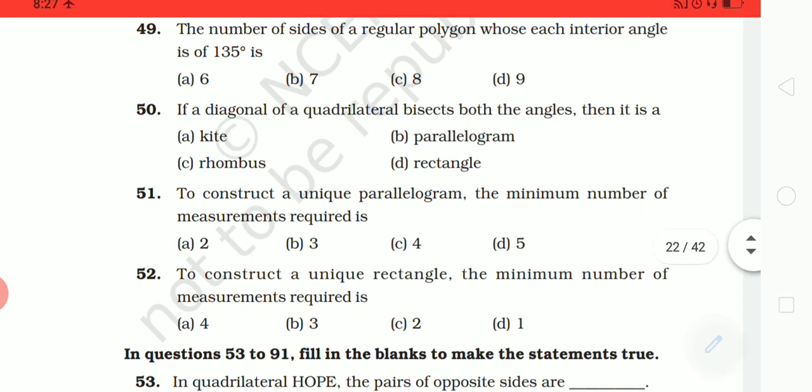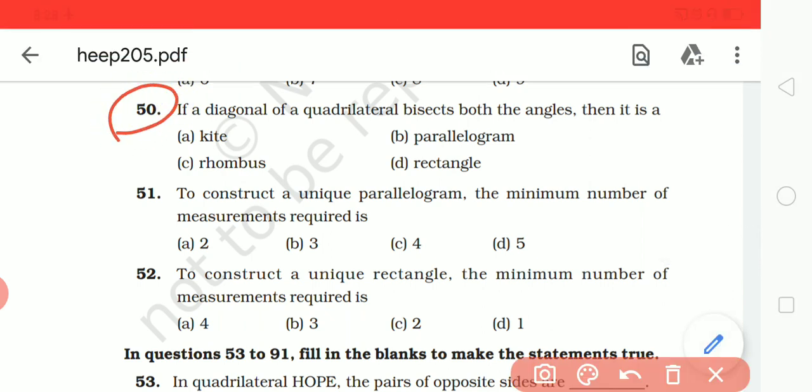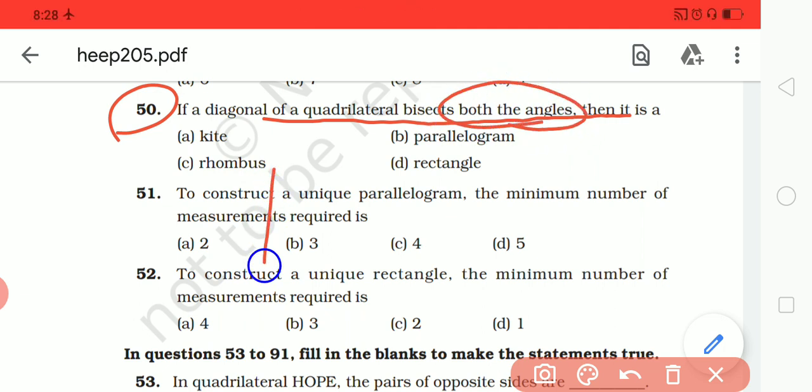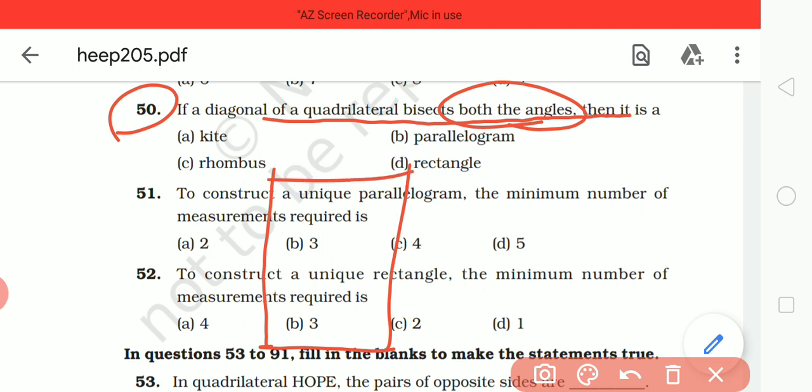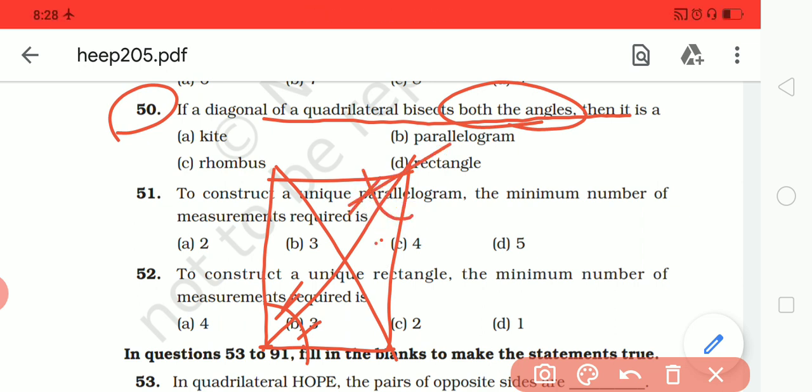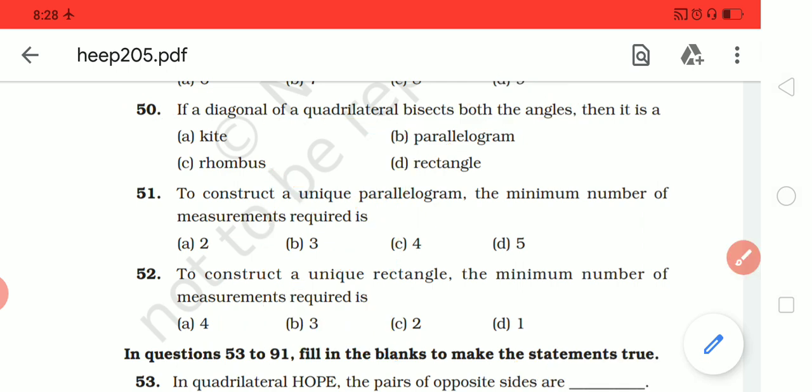Now come to question number 50. If a diagonal of a quadrilateral bisects both of the angles, then it is a, okay, a diagonal bisects both the angles, then this is, I'm roughly drawing, this is the diagonal. If it bisects the angles, then it is a parallelogram. It is a parallelogram. Rectangle also, right?